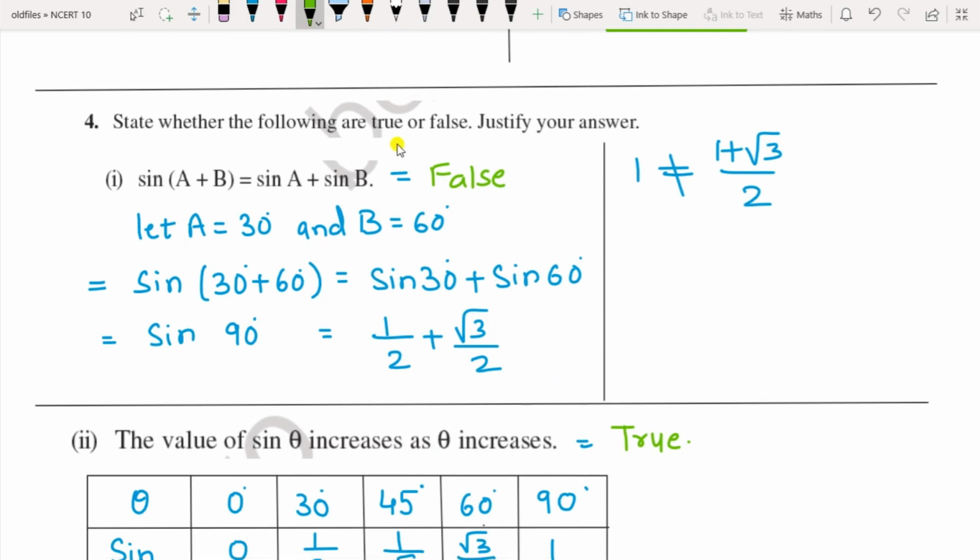State whether it is true or false and justify your answer. So sin (a plus b) equal to sin a plus sin b. That is false. Why? Because if the value of a is 30 and the value of b is 60, and you add this, you will get 90. So sin of 90 is 1. And on this side, it is sin 30 plus sin 60. So sin 30 is 1 by 2 and sin 60 is root 3 by 2. If you add this, you get 1 plus root 3 by 2. So LHS is 1 and RHS is (1 plus root 3) by 2. That is not equal, so it is false.